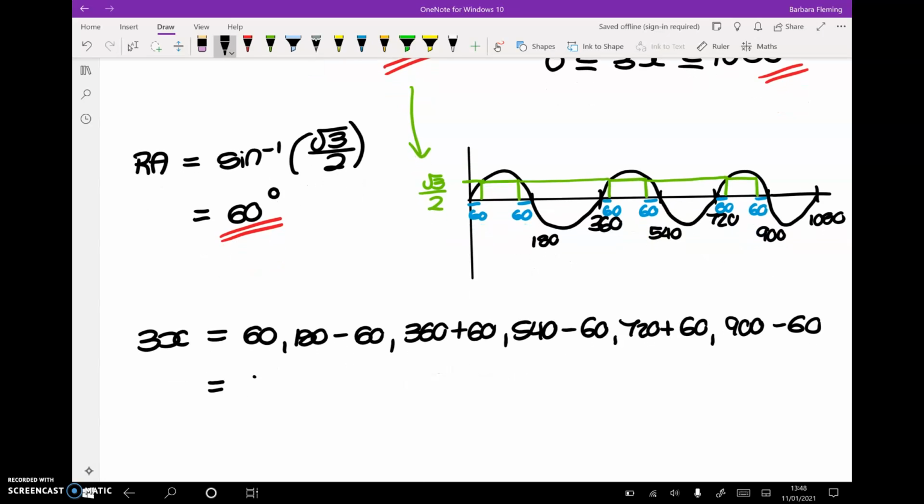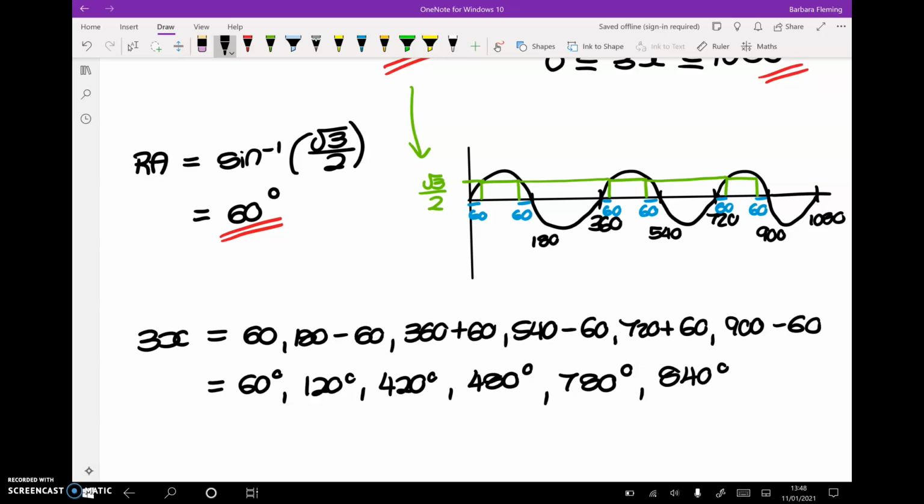So calculating all of those, we will have 60 degrees, 120 degrees, 420 degrees, 480 degrees, 780 degrees, and we've got 840 degrees.